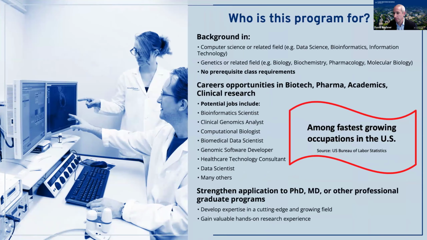So who is this program designed for? We think most of the students entering this program will either be from a computer science related background, such as data science or bioinformatics, or from more of a biological sciences background, something related to genetics, biology, biochemistry, or molecular biology. There are no prerequisite class requirements, because we realize that people may be coming from different backgrounds. The curriculum is designed so that as long as you come in with either one of those backgrounds, we will fill in the gaps and teach you what you need to know to integrate both of these fields to do computational genomics.